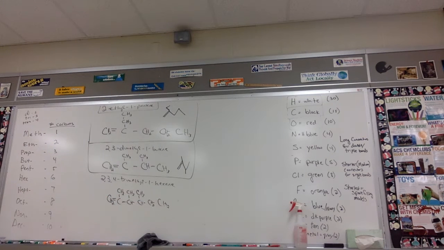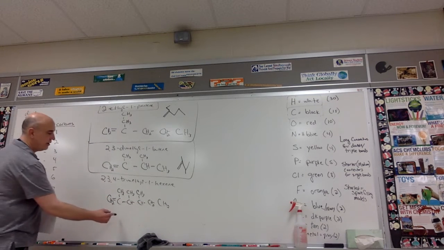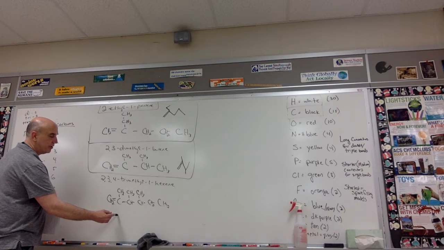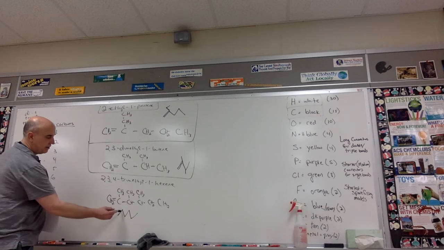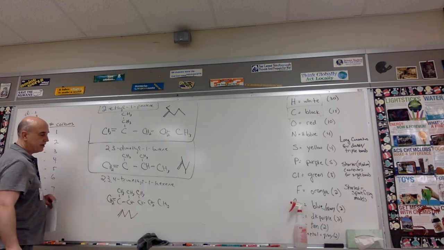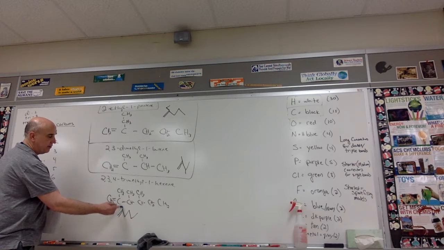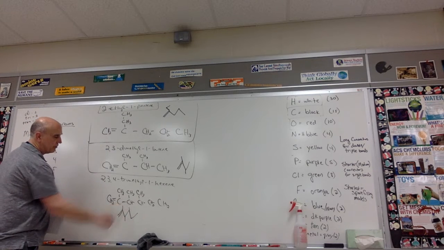Okay. And again, if we were drawing it stick-wise, we have 6 carbons. 1, 2, 3, 4, 5, 6. The double bond again is off the first one. And then I have a methyl group, methyl group, methyl.